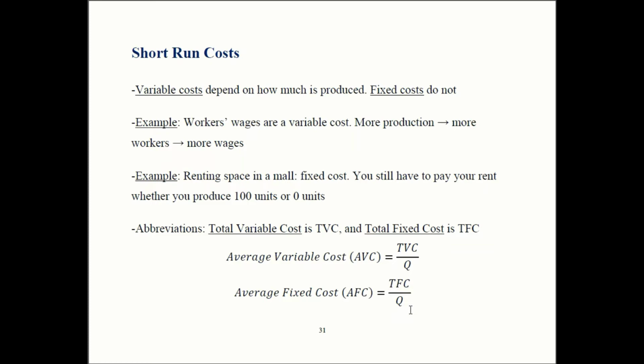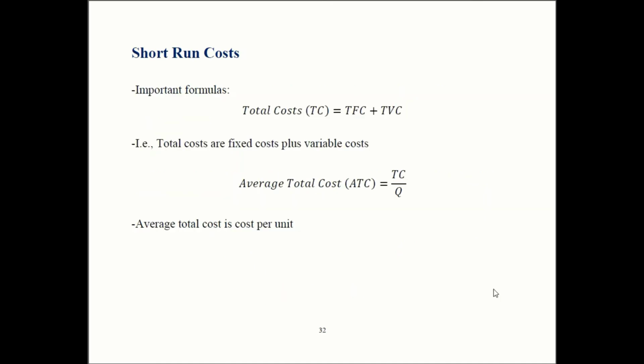I can't guarantee the same thing for average variable cost. That might go up or go down depending upon the firm. So it's always calculated by total variable cost divided by Q. The total cost is going to be just your total fixed cost plus your total variable cost. We'll abbreviate that as TC. The average total cost is going to be your cost per unit. So total cost divided by Q.